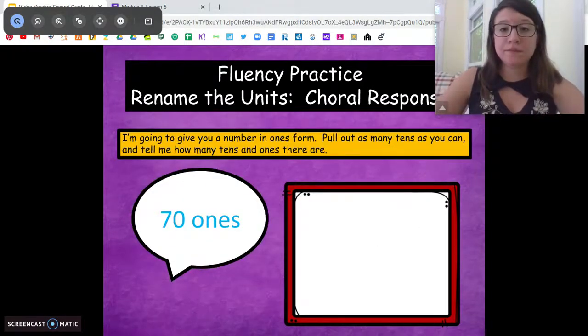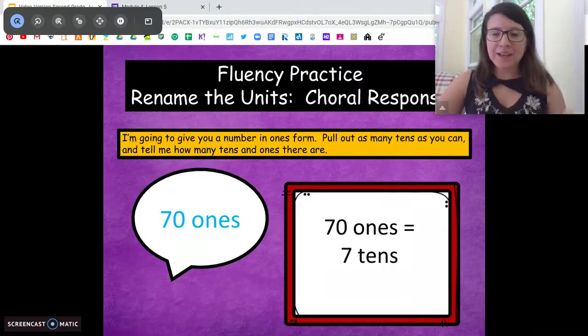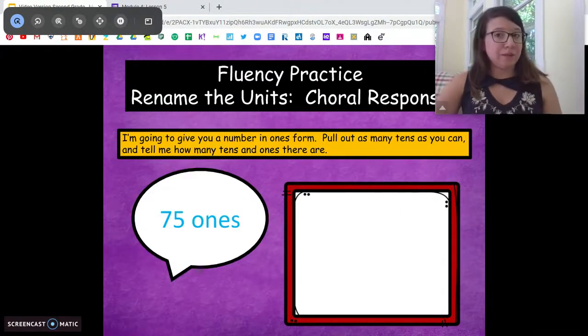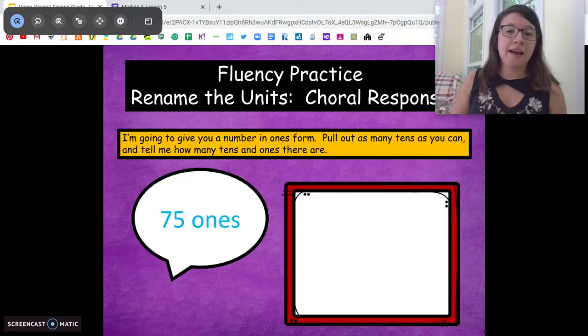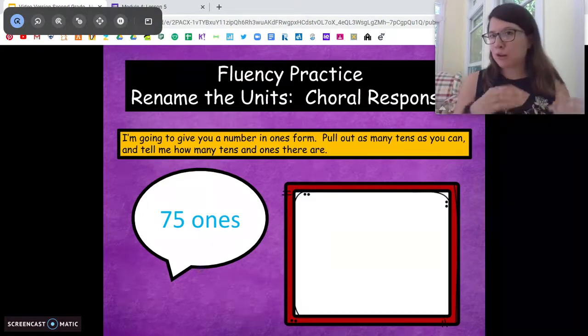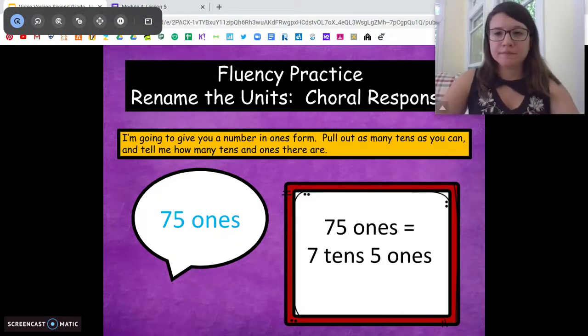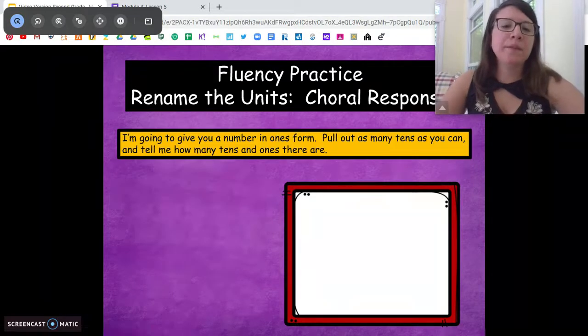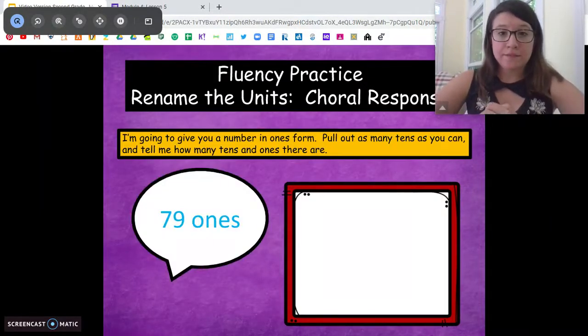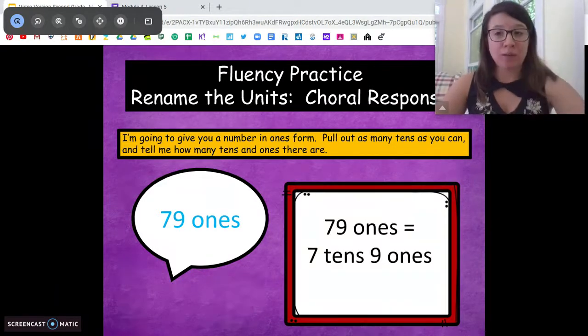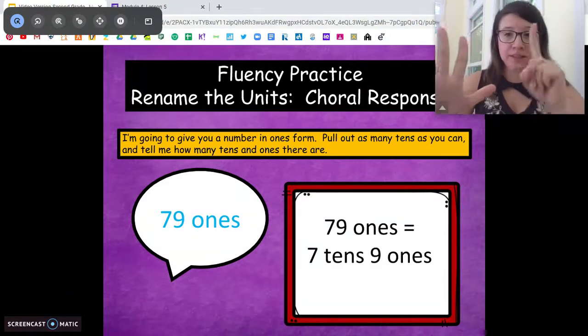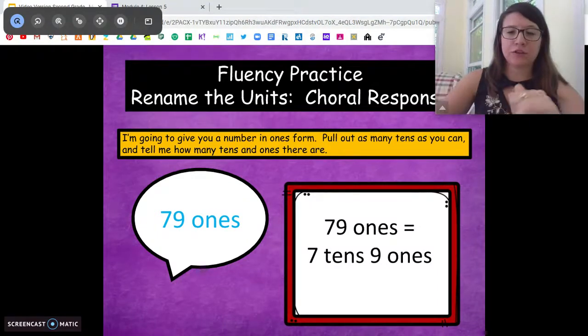70 1s. 7 10s. Awesome. Use the last one to help you. 75 1s. How many 10s and then how many extra 1s? 7 10s, 5 1s. Awesome job. 79 1s. 7 10s, 9 1s. 10, 20, 30, 40, 50, 60, 70. 7 10s, 9 extra 1s.